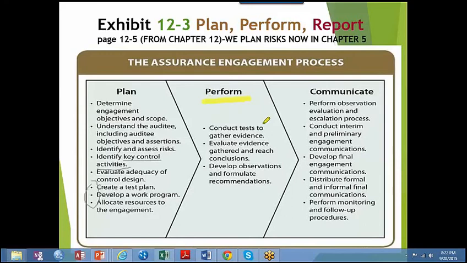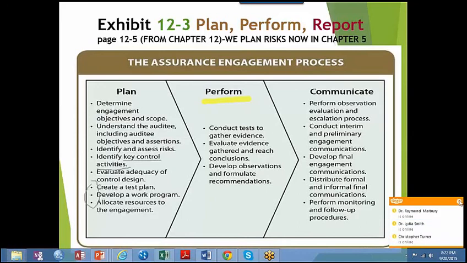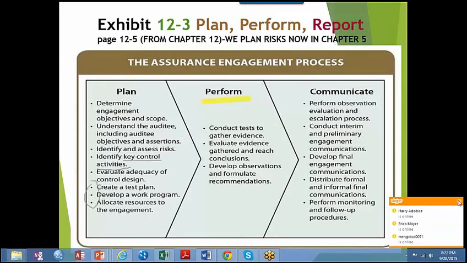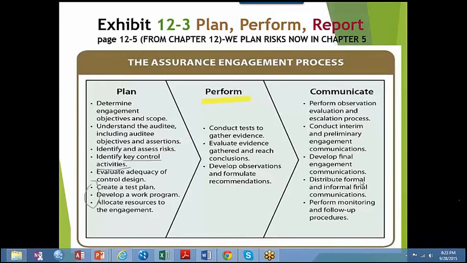Okay, performing is we're going to conduct testing. Conducting testing is very similar to what we do from the perspective of the external auditor, in that we gather evidence, and we're gathering evidence related to the testing of assertions that we're doing. We reach conclusions, develop observations, and formulate recommendations. Okay, now this is why it's important that we define the scope in such a way that it is meaningful.